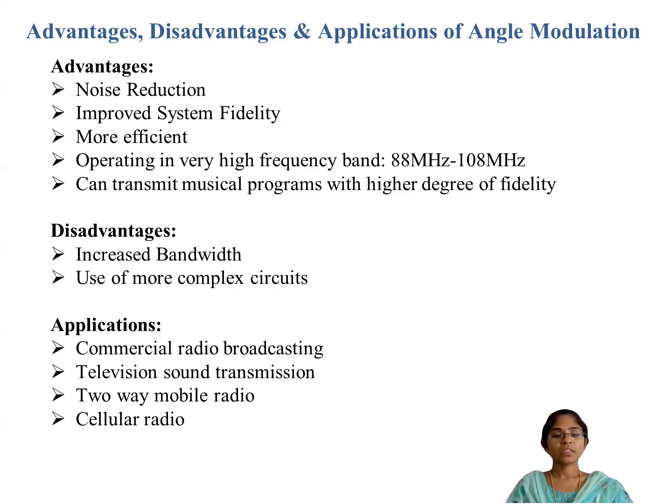Coming to the disadvantages: increased bandwidth. Bandwidth is more, and we use some complex circuits. Coming to the applications, it is mainly used in commercial radio broadcasting, television sound transmission, two-way mobile radio, cellular radio, and microwave communication also.